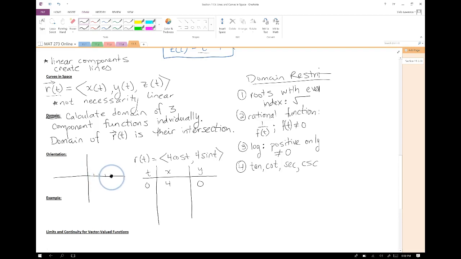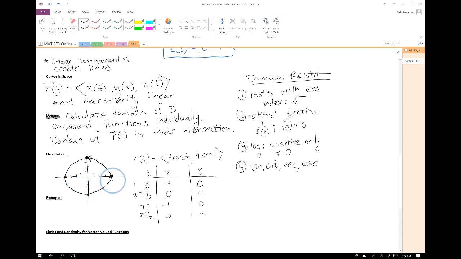So our first point is there on the x-axis. If we plug in t equals pi over 2, we get x equals 0, y equals 4. So we're up here on the positive y-axis. So as t gets larger, we are moving in a counterclockwise direction. And we can continue this. For pi, we'd get negative 4, 0. For 3 pi over 2, we'd get 0, negative 4. And then at 2 pi, we'd be back to the start. So what this is actually forming is a circle with a radius of 4. And we're moving around this circle in the counterclockwise direction.